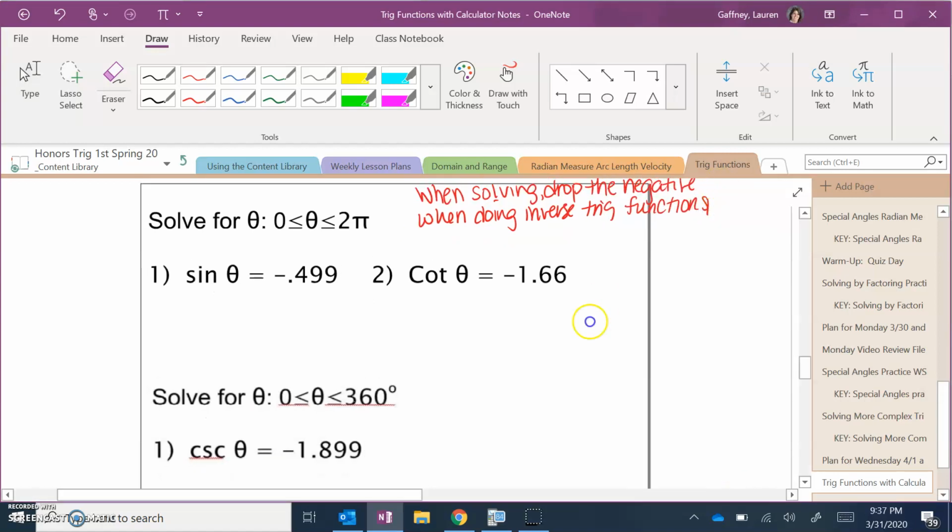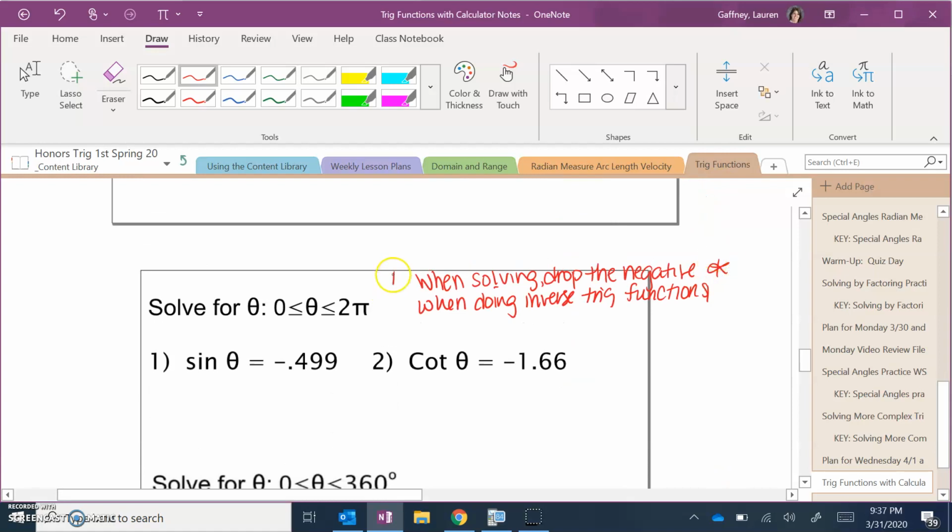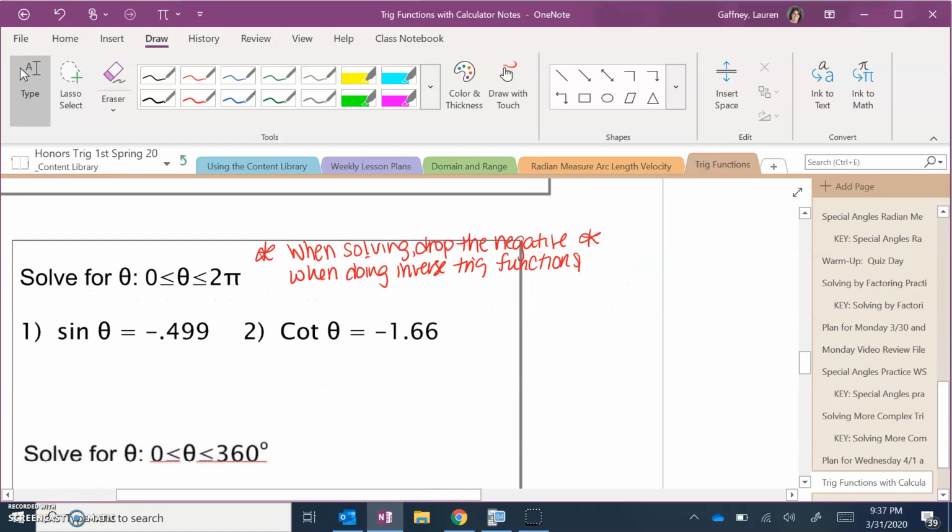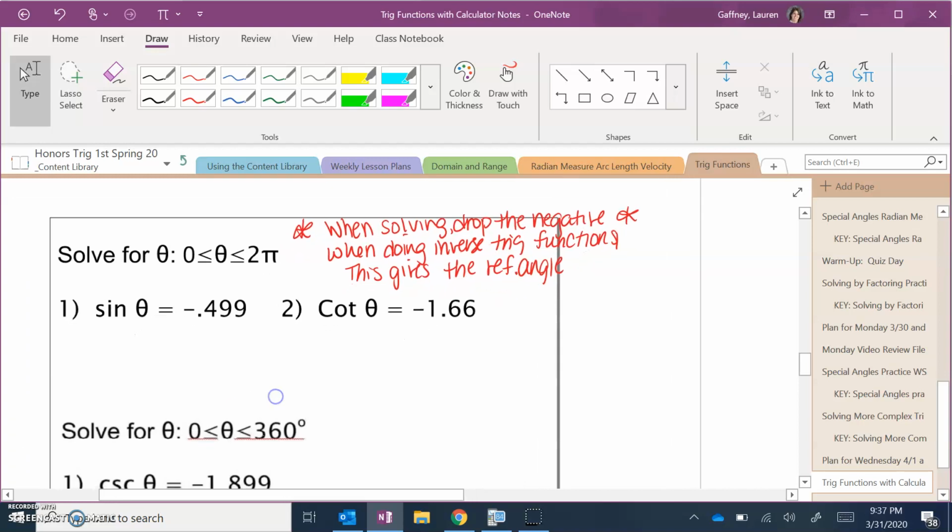I'll talk about what I mean by inverse trig functions here in a second. But this is very, very important. You have to drop the negative. This gives the reference angle. Let me elaborate on that for a second. The calculator is only so smart. If you put in here sine, when you go to solve this, if you don't drop the negative, it's only going to give you one answer.